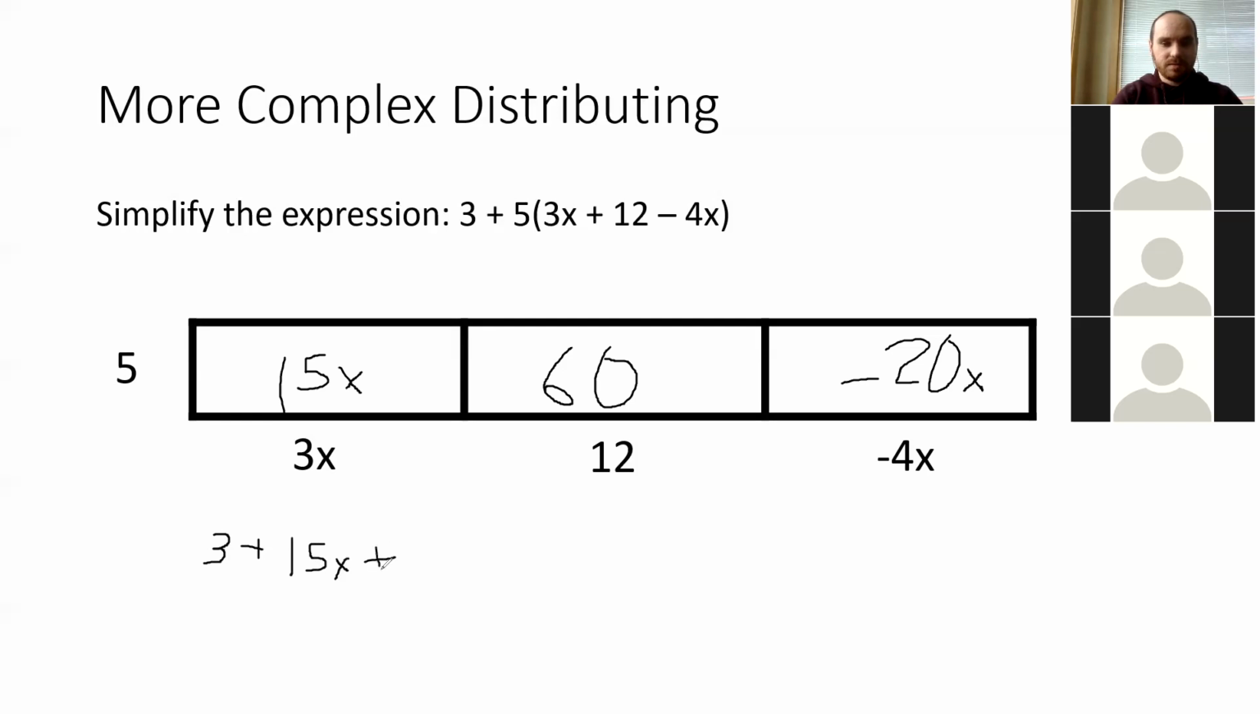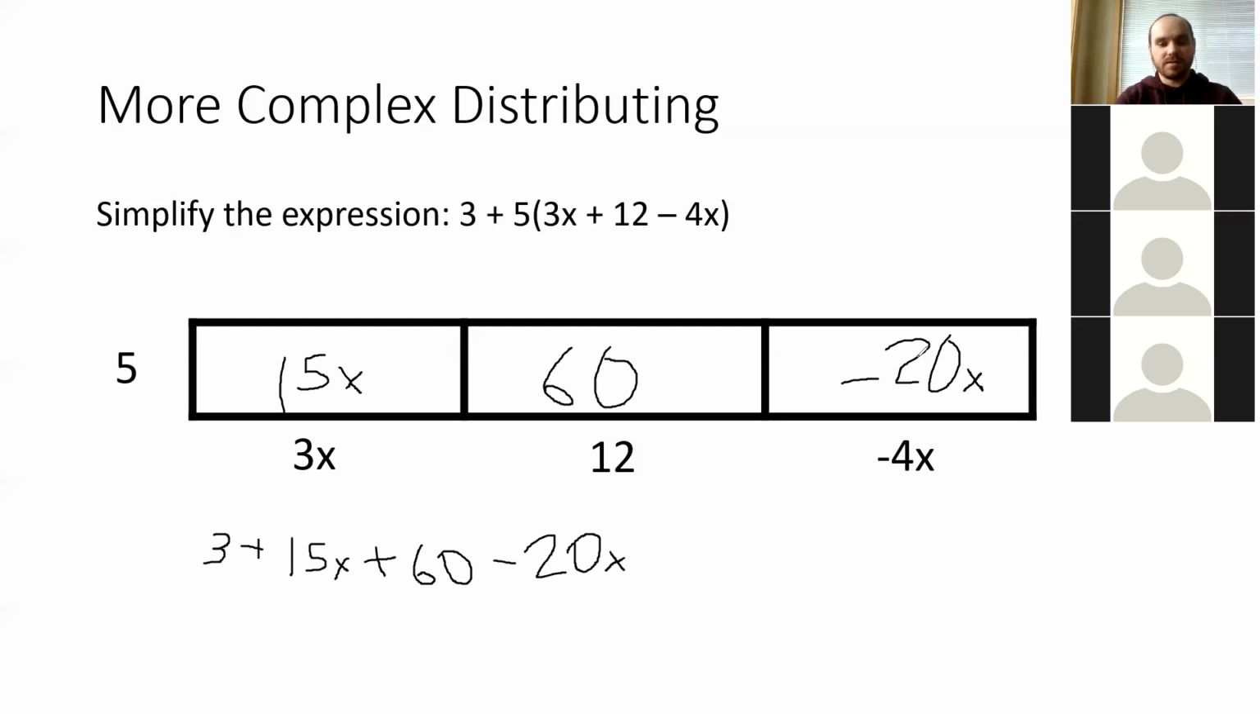Plus 60 minus 20x. Which of these things can we combine together? The 15x and 20x. That will give you 35x? Careful. This is 15x. This is negative 20x.